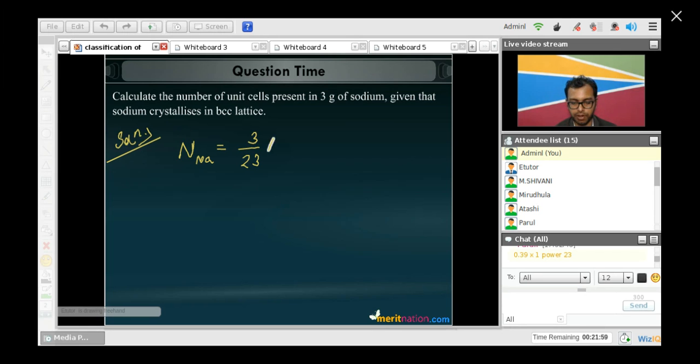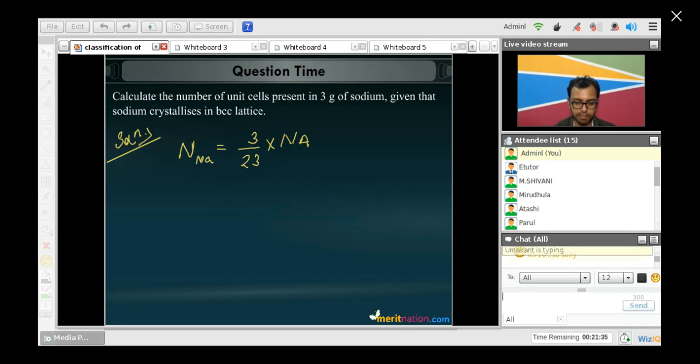Now, if you multiply the number of moles by Avogadro number, you can find the number of atoms of sodium present in the given sample, right? Now, this is the number of sodium atoms present in the given sample. Na is Avogadro number. So this is the total number of sodium atoms present.